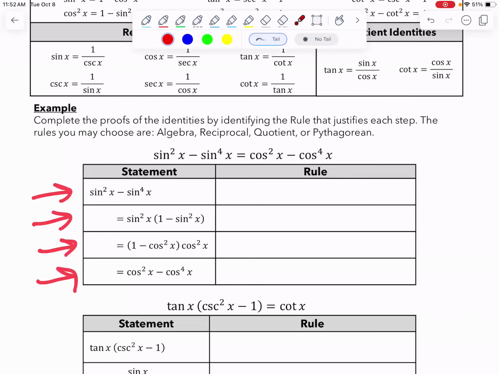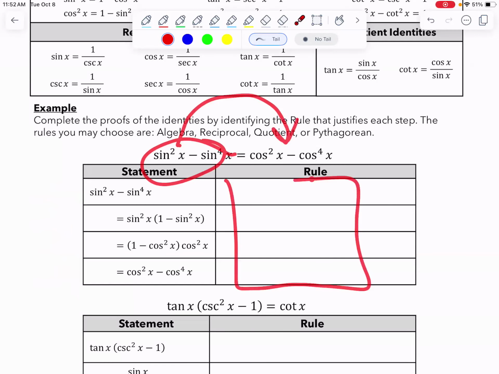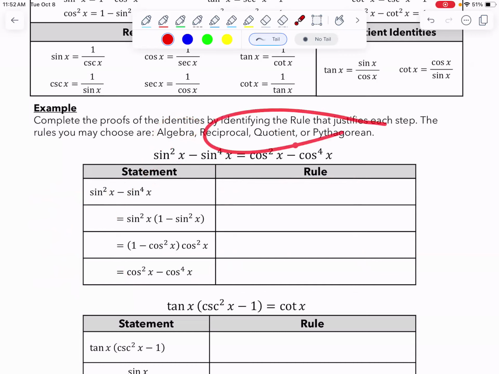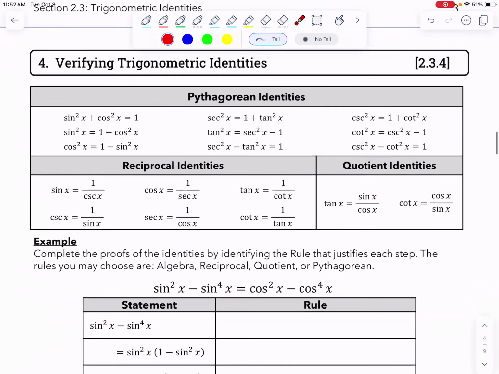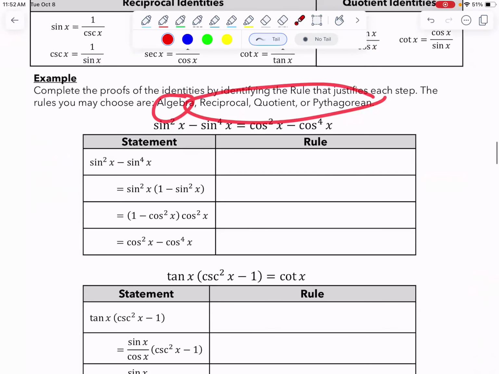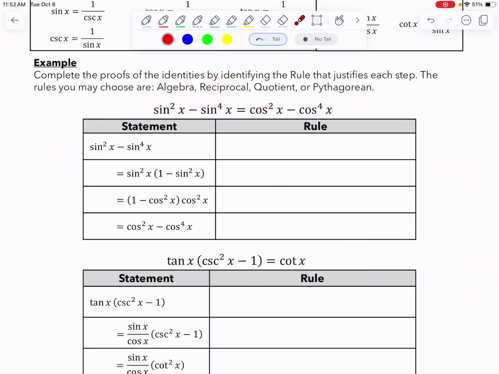So the steps have been given to us. Here's how you get from here to here, but why? Why does it work? Why does this math over here make sense? What identity was used? Was it algebra? Was it one of the identities you know? So either you're using an identity that you know, or you're using algebra. Complete the proofs of the identities by identifying the rule that justifies each step. The rules you use are algebra, reciprocal, quotient, or Pythagorean.